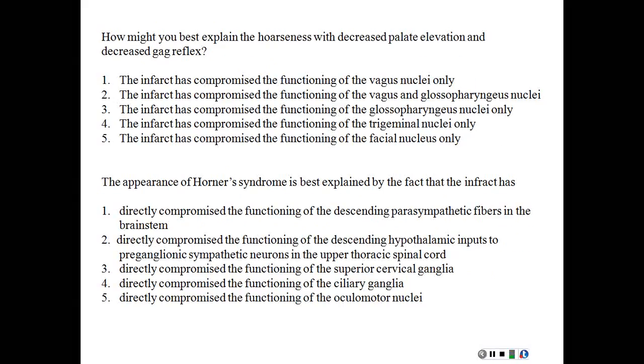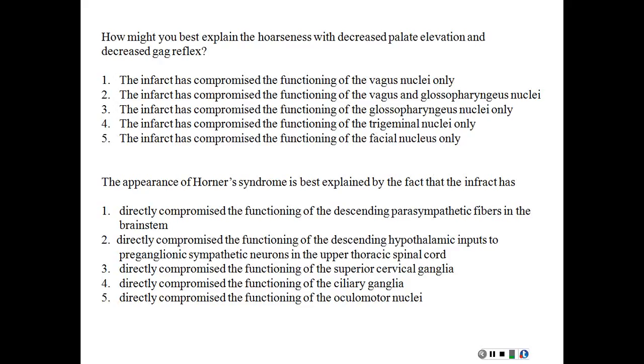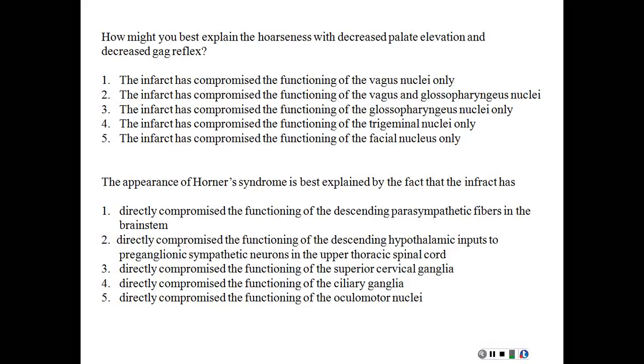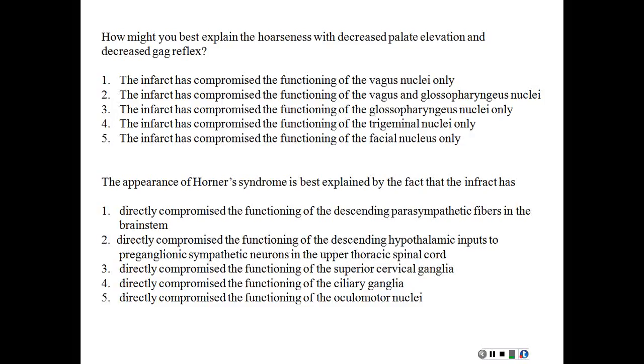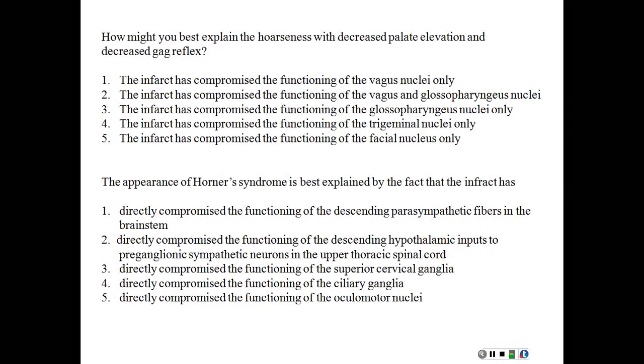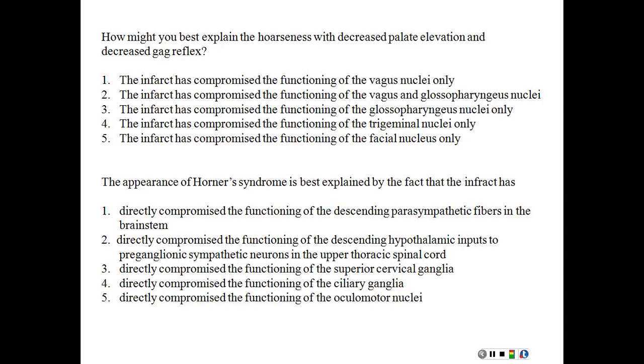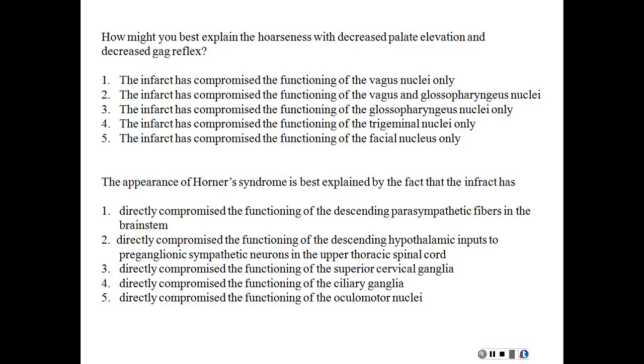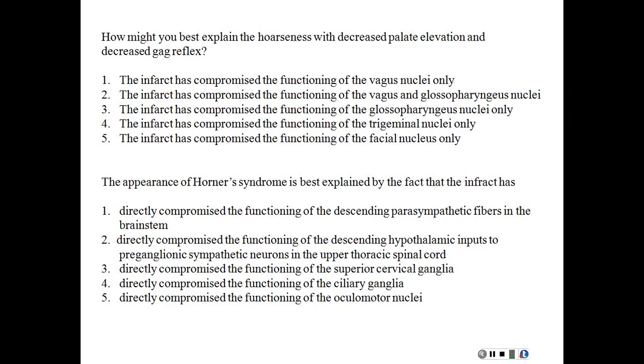The gag reflex and the loss of palatal elevation, we know that there's one particular nerve here that's definitely going to be affected. So we actually think about the palate and the gag reflex. We could actually say vagus. The options are vagus, glossopharyngeus only, trigeminal, and facial. And the appearance of the Horner syndrome we talked about is as it compromises these descending hypothalamic inputs.